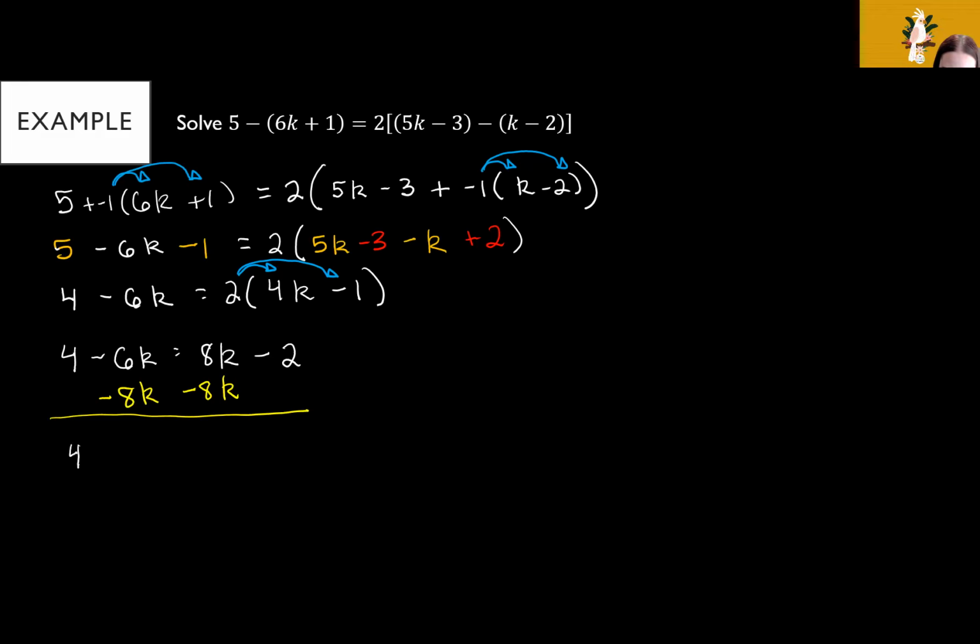So I got 4, and then -6 minus 8 is -14k, and then that equals -2. So now I've got my variable on the left, but I've still got a number, a constant on that same side that I moved to the right. So that 4 needs to be on the right side now. So I'm going to subtract 4.